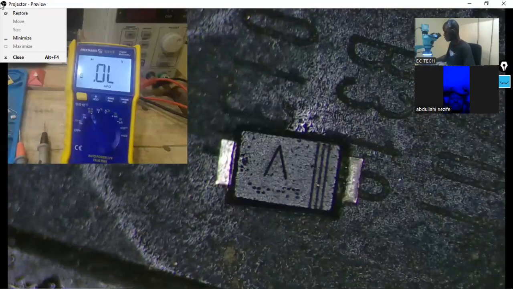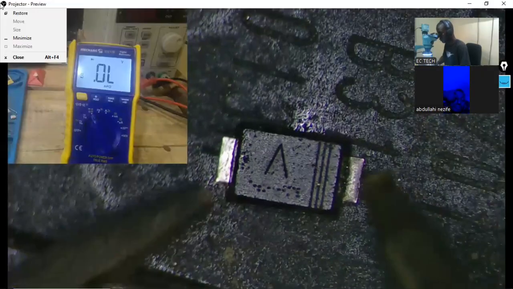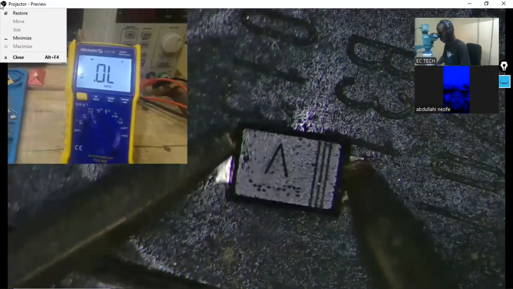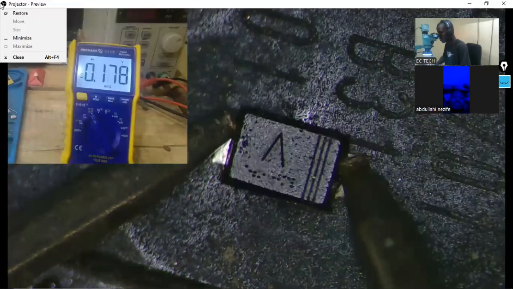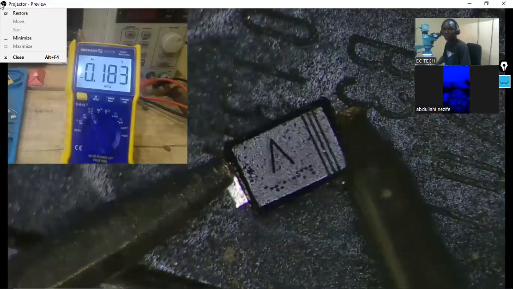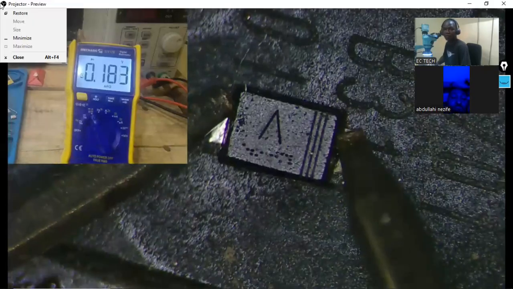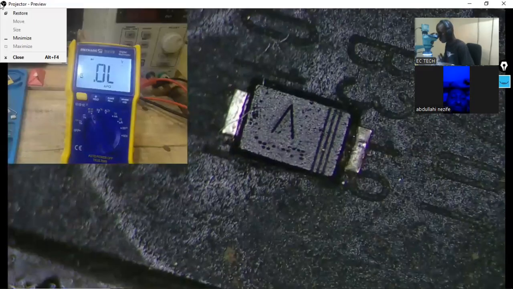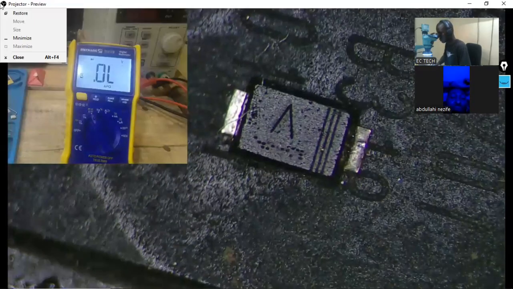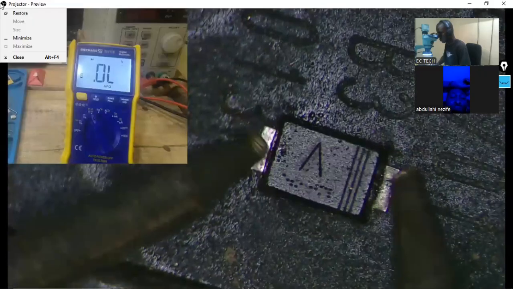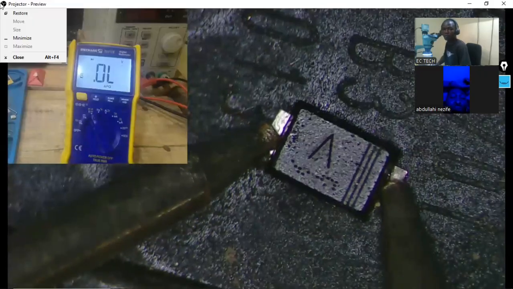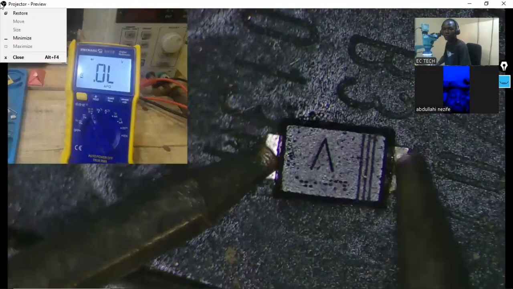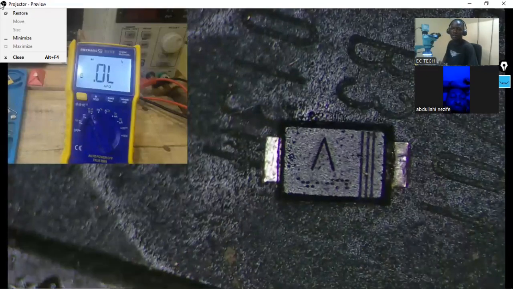Alright, so now let's try to check. So this is the forward reading. In forward reading, we have what? You can see we have a reading. Wow, yeah. Alright, so now in reverse. No reading. Yeah. So now this is telling us that the diode is in good condition.